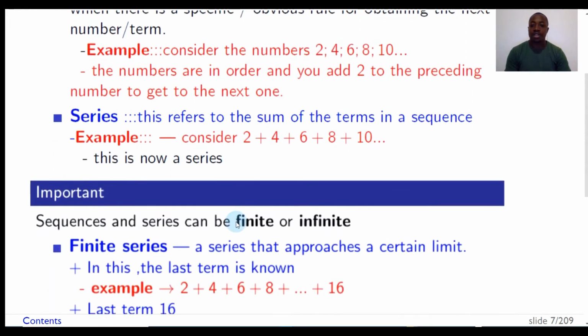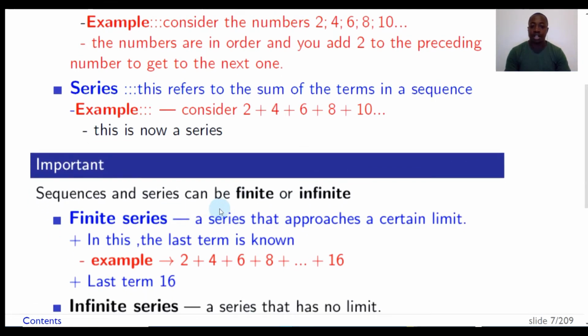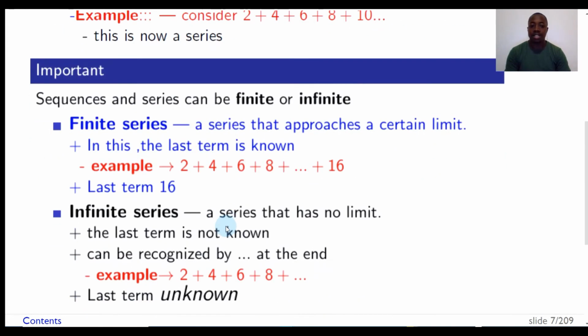Now there are important things that you need to understand in this world of sequences and series. We have different kinds. Some series will be finite and some will be infinite. What differentiates them? A series that approaches a certain limit is a finite series, and in this, the last term is known. For example, 2 plus 4 plus 6 plus 8 plus 3 dots, indicating that there can be several terms in between, and then we say plus 16. The plus 16 is the last term of this series. The last term is known, it's 16. That's what makes this one a finite series.